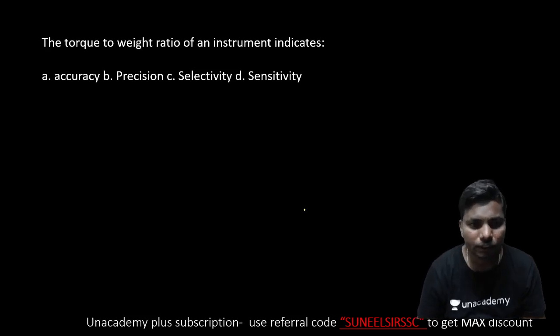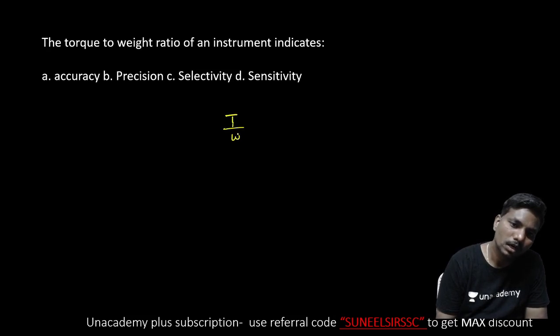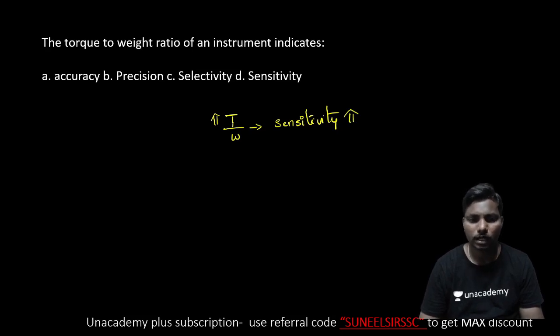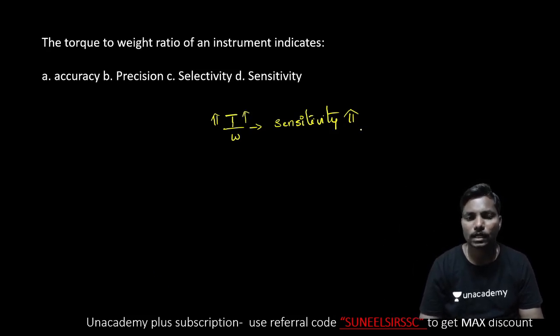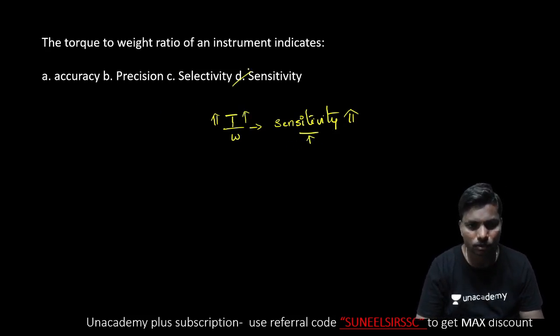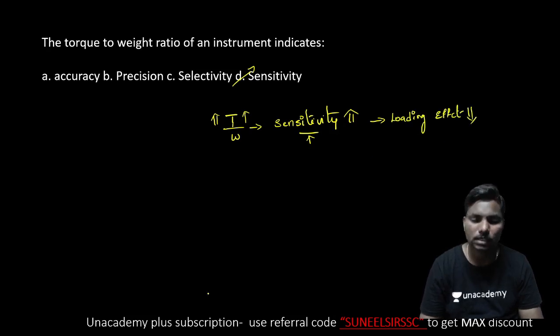The torque by weight ratio of an instrument always indicates sensitivity. If the torque by weight ratio is more, the sensitivity is also more. Whenever there is a small change in the input, the output changes, it will get the torque, and the reading will change. So as the torque by weight ratio is more, sensitivity is more. As sensitivity is more, the loading effect is less, which is also very important. Loading effect is inversely proportional. So the answer is option.